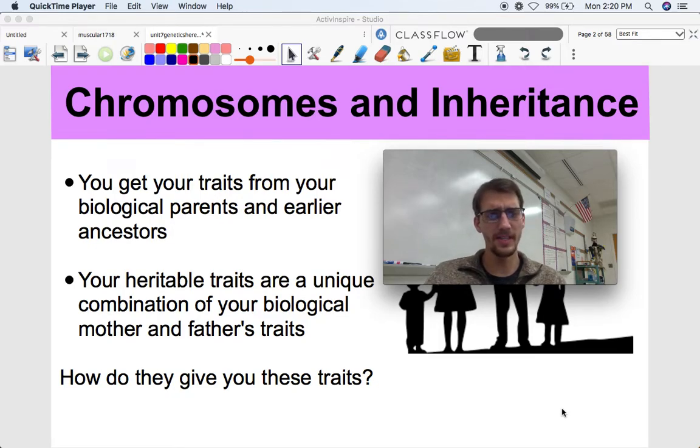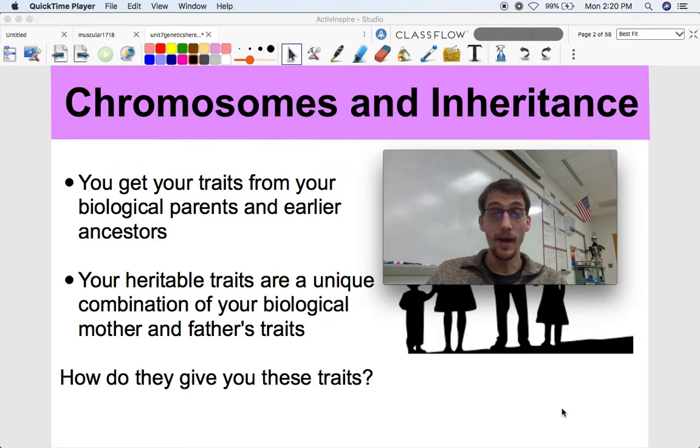Second bullet point here is that your heritable traits are a unique combination of your biological mother's and your biological father's traits. So you have a complete set of DNA that's split up on 46 chromosomes. That's your diploid number. We're going to find out what that means in a second. But your combination of genes, your combination of instructions for proteins, is completely different from anybody else who's ever existed, or will ever exist. You are completely unique.